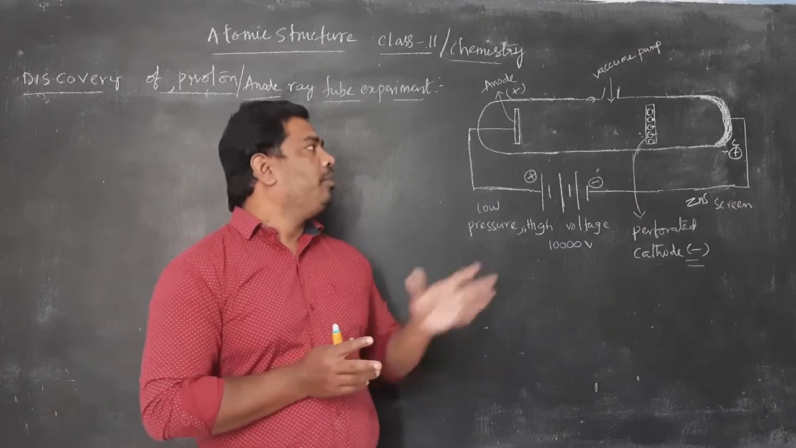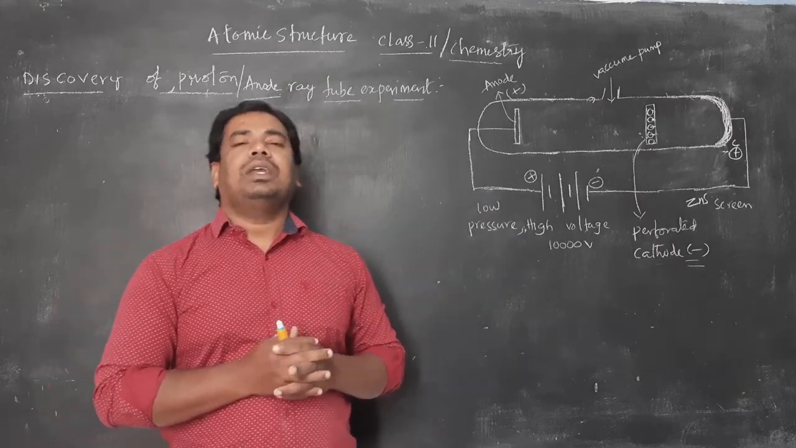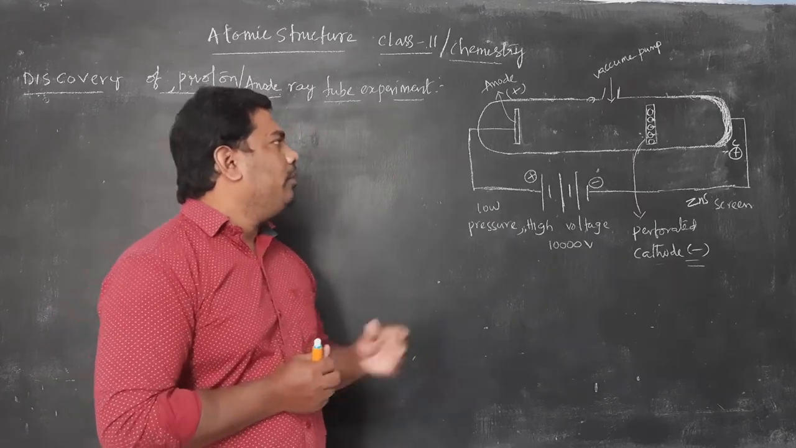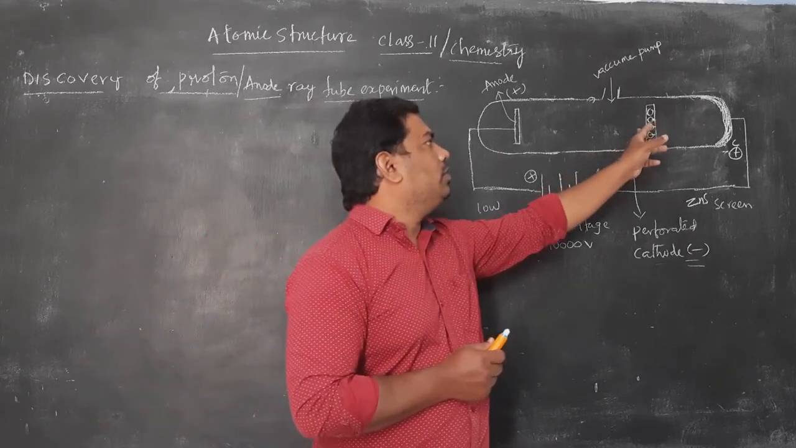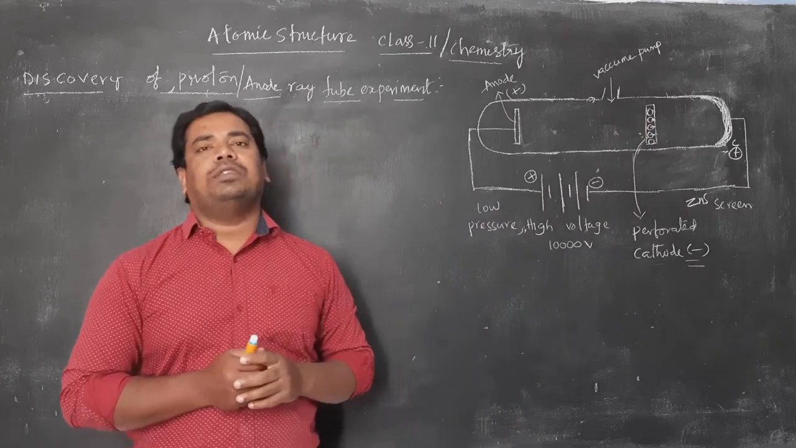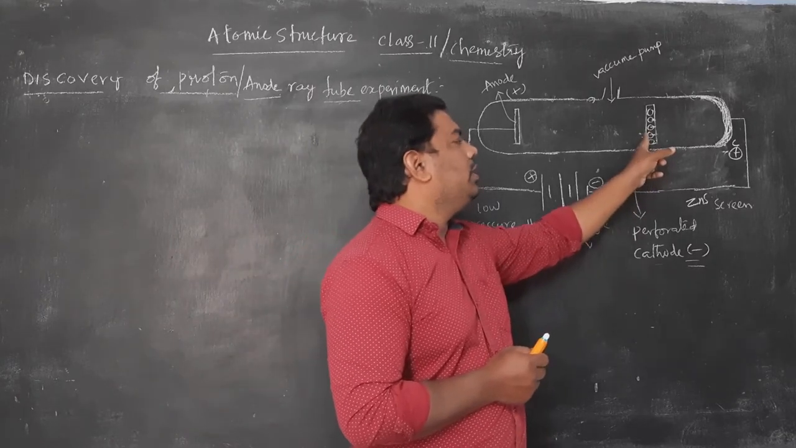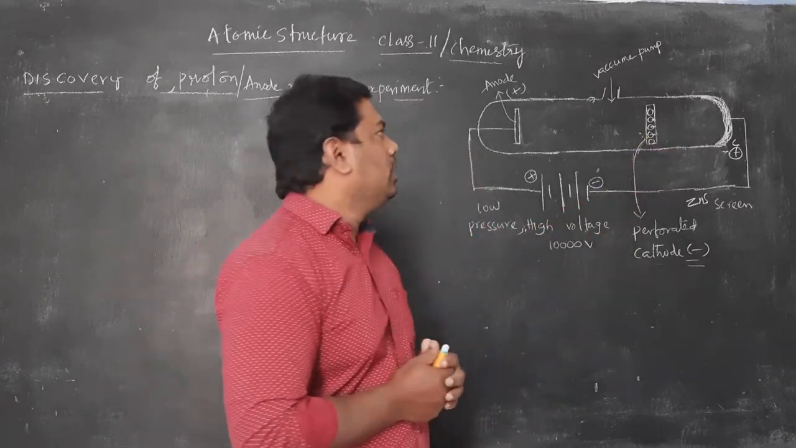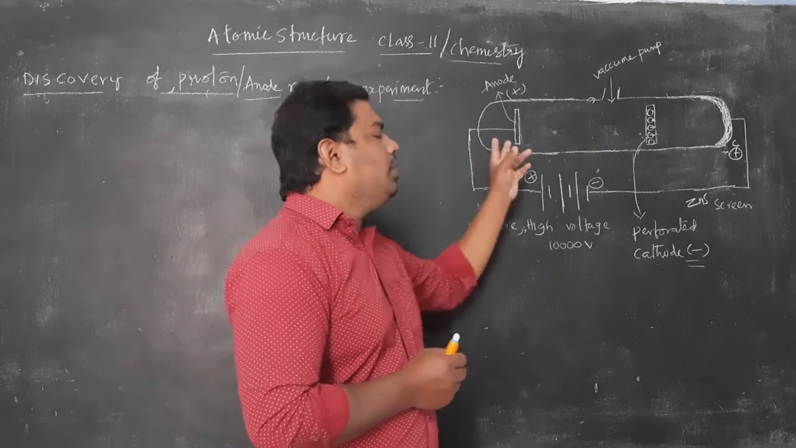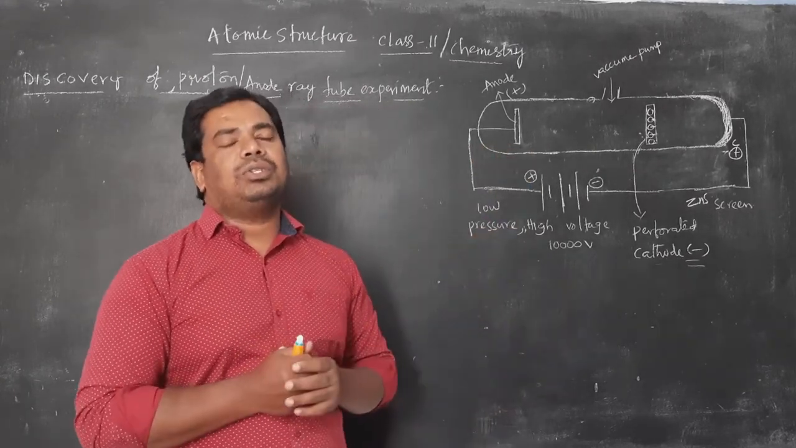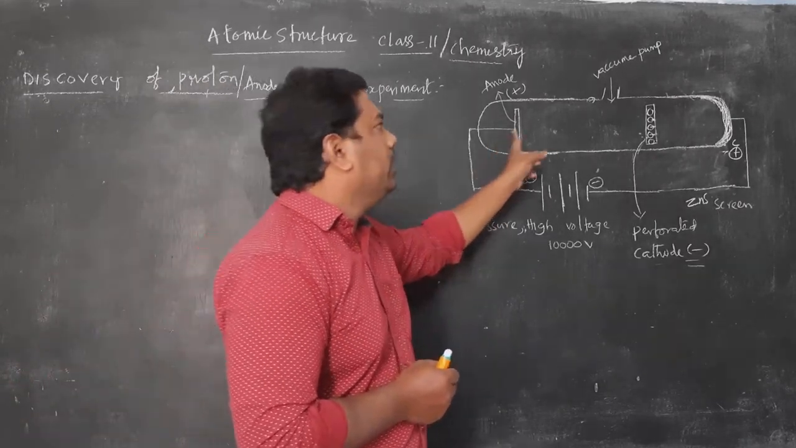Clear? This anode ray tube experiment is similar to J.J. Thomson's cathode ray tube experiment. The change is that in Thomson's experiment he used a perforated anode, but here, in the discovery of the proton, E. Goldstein chose a perforated cathode. The connectivity of the two metallic electrode plates is reversed compared to Thomson's discovery of the electron. Here, this is the anode and this is the cathode.